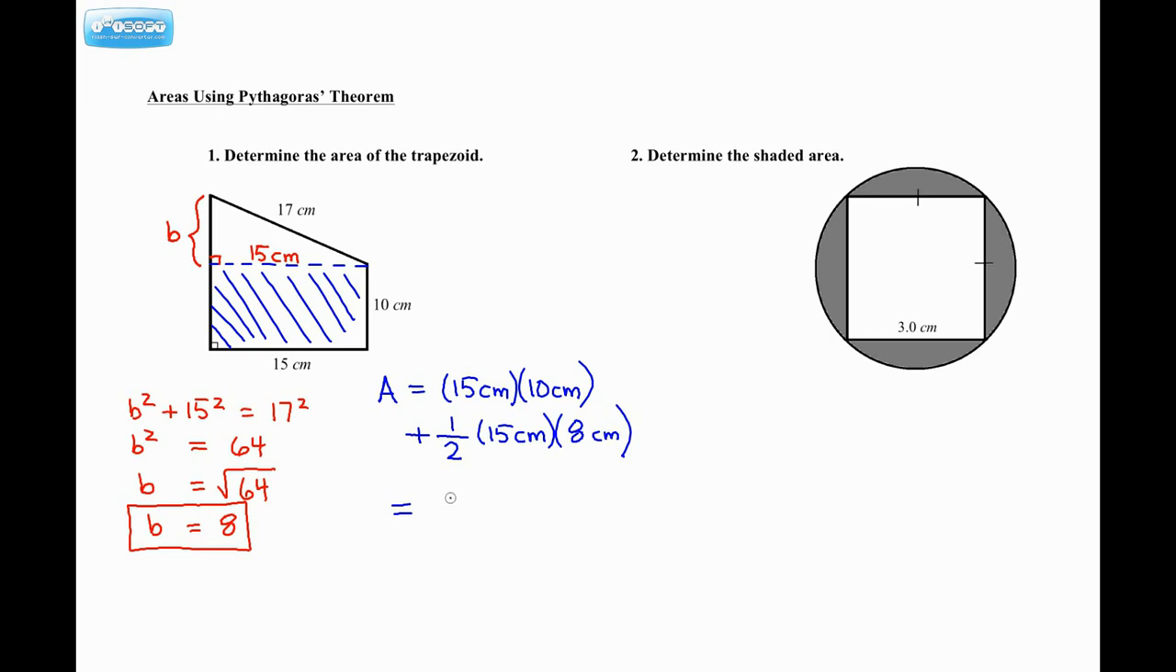And we get 210, but this is area. This is centimeters squared. So if you look at a shape and you want to find the area and it looks too weird or too complicated, maybe try breaking it up into some simpler shapes that you can work with and just add them together.